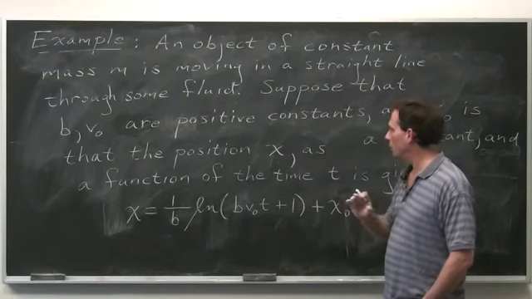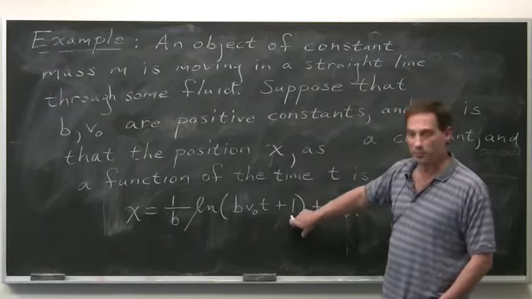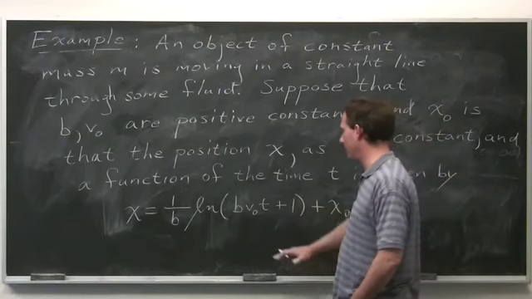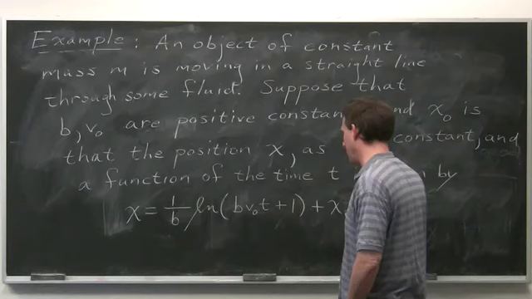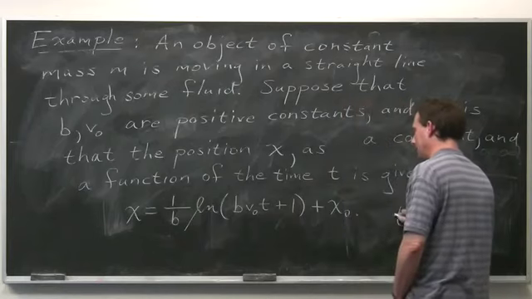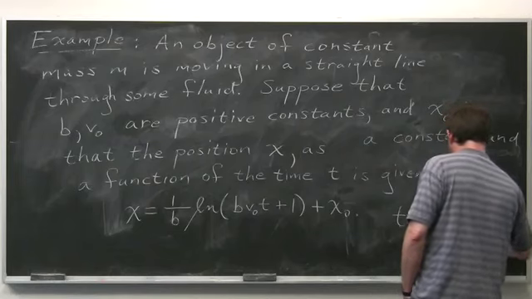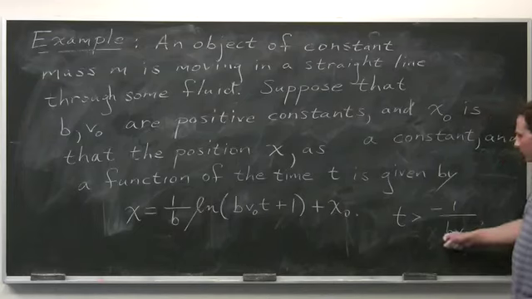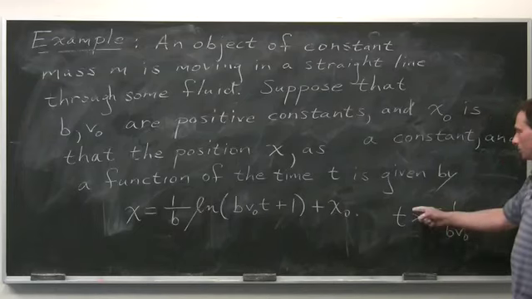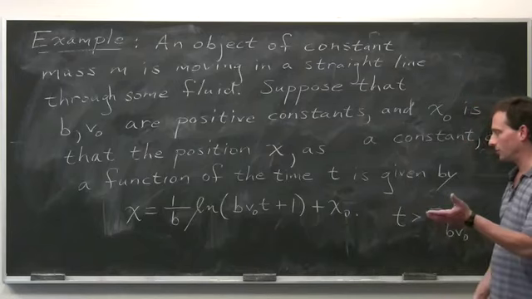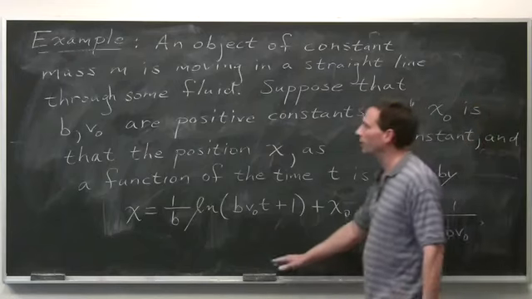All right. So first of all, for what t's do I mean this is true? Well, the t's for which it makes sense. We need to take the natural log of positive numbers, so we need t to be greater than -1 over b v naught. b and v naught are positive, so this is a negative number. So this also includes time 0, which is good.